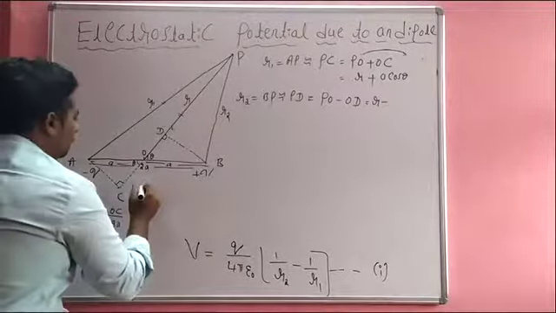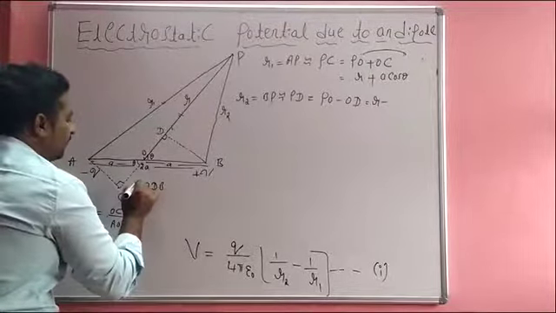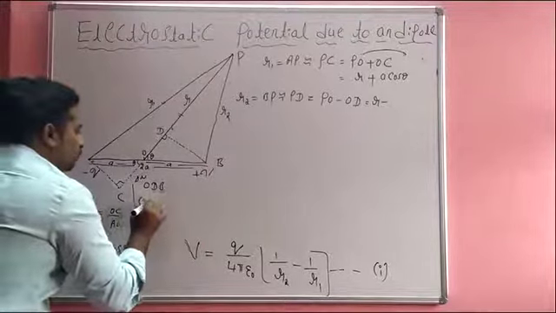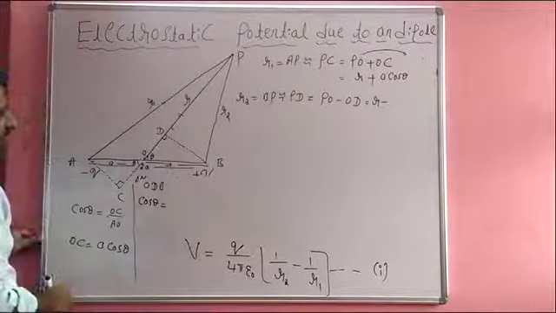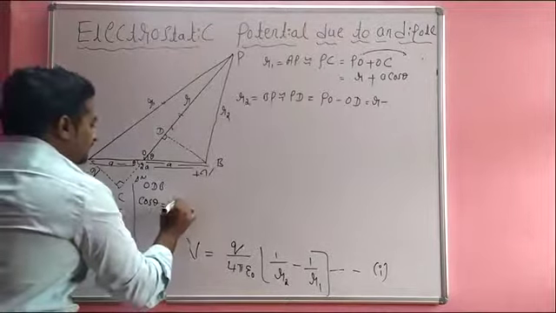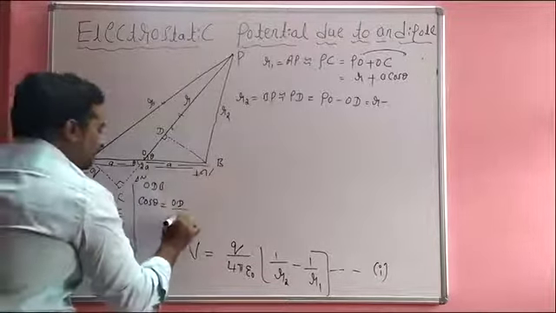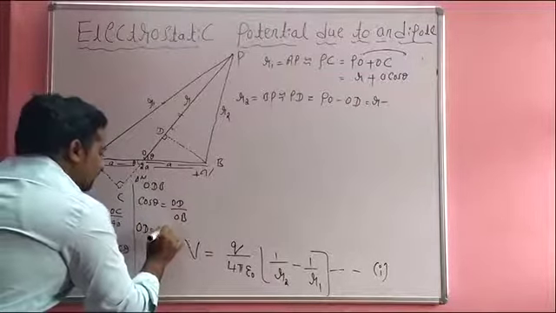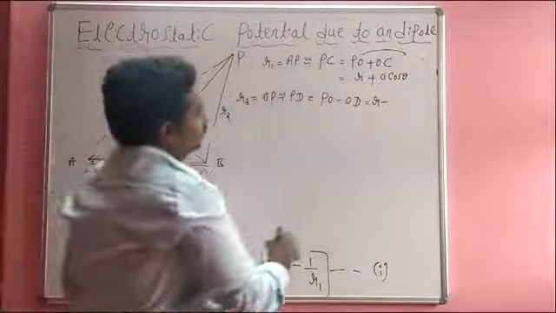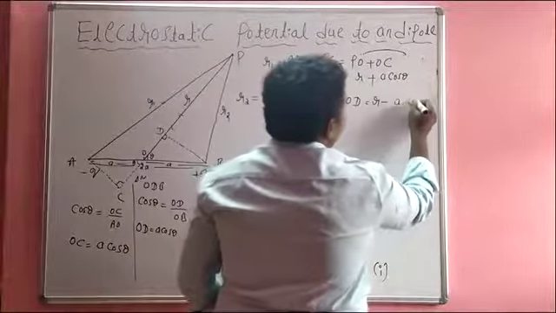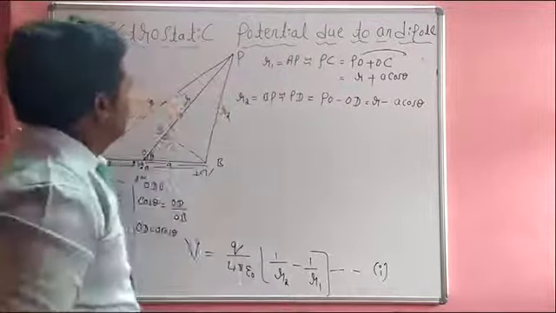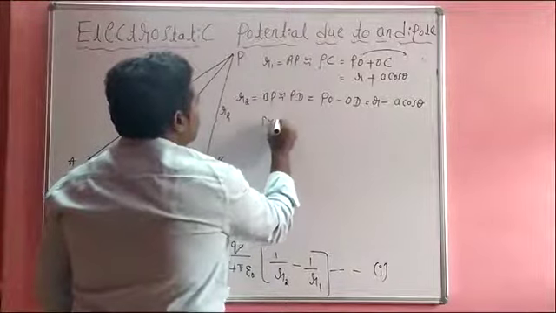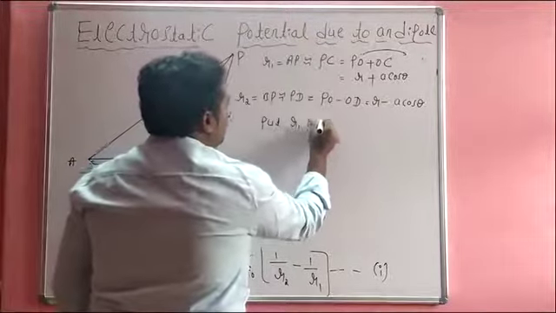So in the ODB triangle, this is theta, and cos theta is equal to the adjacent side OD divided by OB. So then the OD value is equal to A cos theta also. So I put the values. This is also A cos theta. So I got the R1 and R2 values.